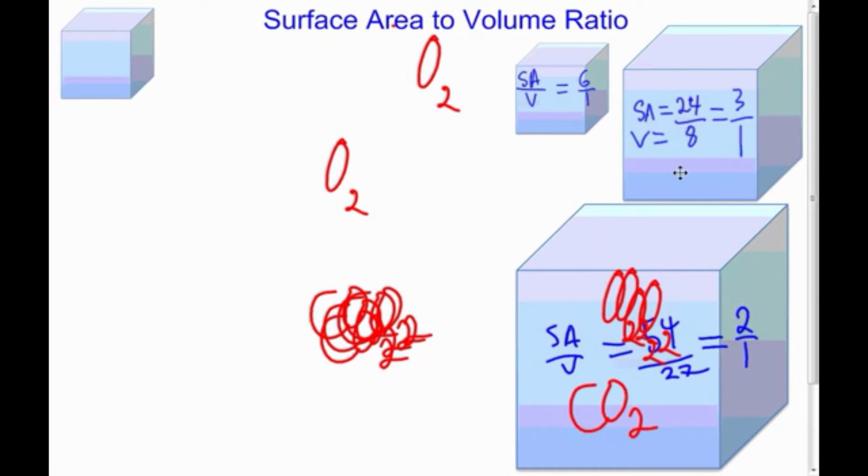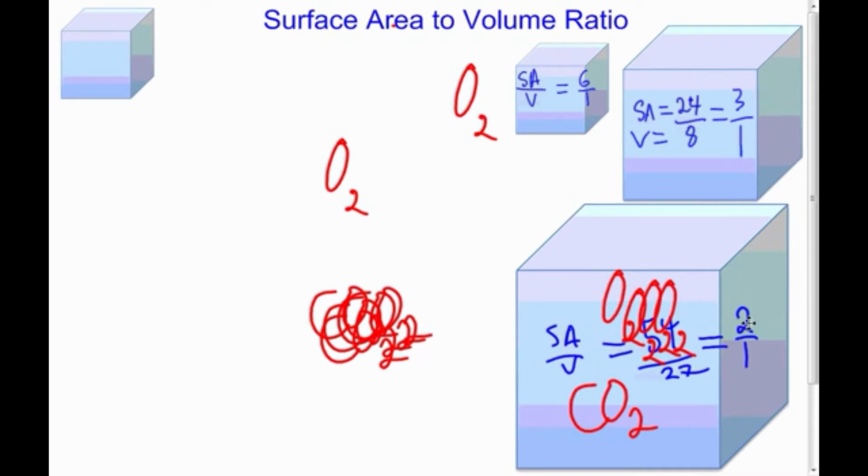So where we used to have 6 pieces of surface area allowing oxygen in and CO2 out, over here we now have oxygen moving in, CO2 moving out, but now they're restricted to a 2-to-1 ratio.